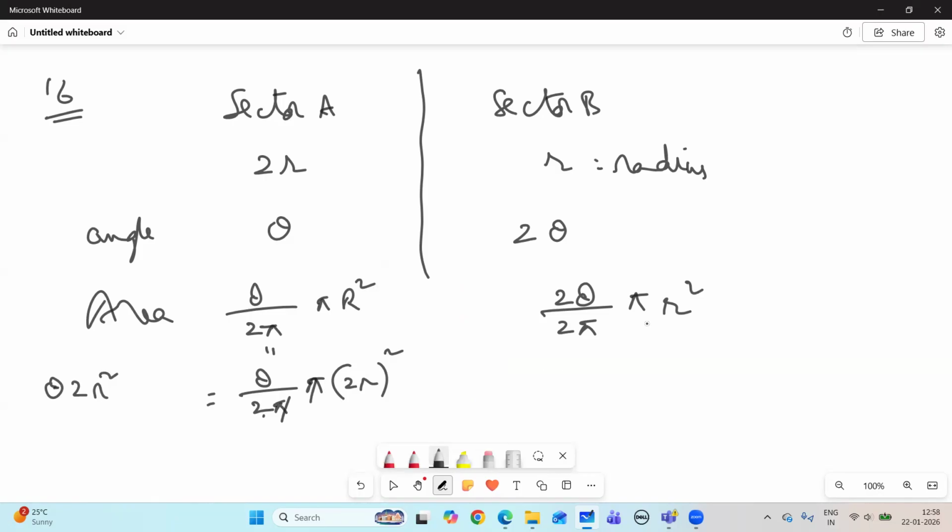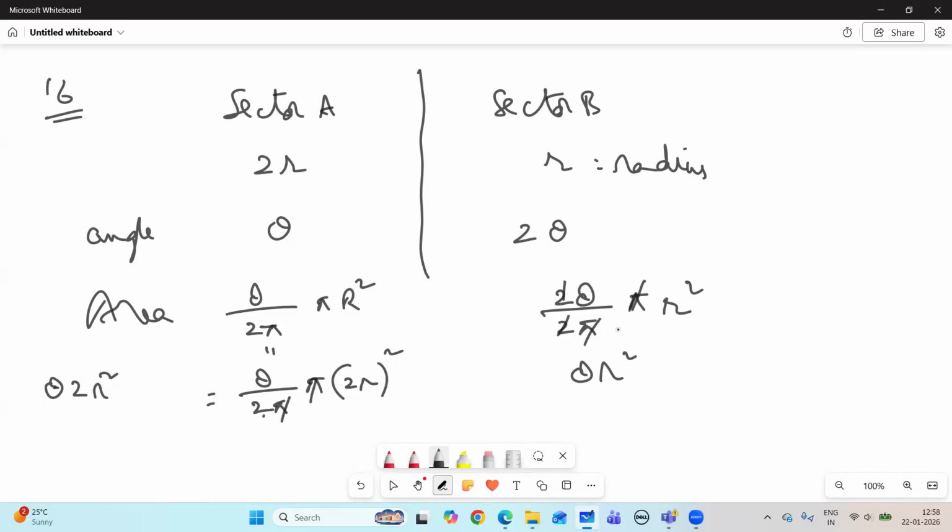And here, this is how much? Pi cancels out, 2 cancels out. So it is theta pi r square. Now we have to compare these two. This pi has cancelled at this time, sorry. So this is r square. This is 2 theta r square, this is theta r square.